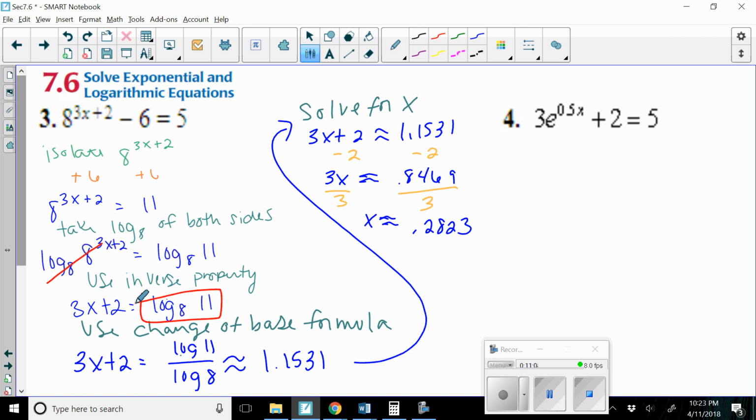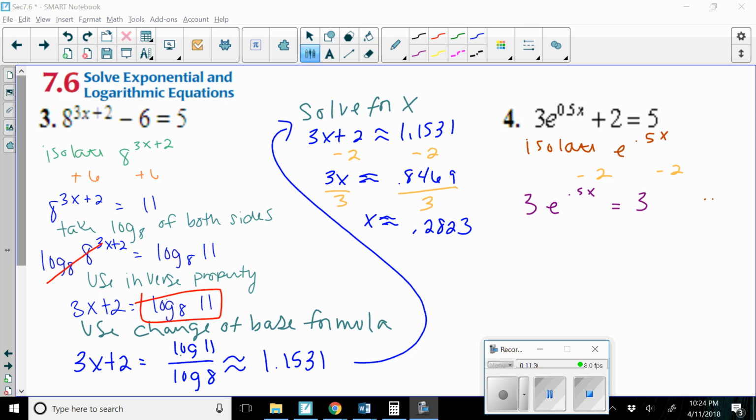Then to simplify this log base 8 of 11, we're going to use the change of base formula. So we can approximate that as about 1.1531. And then we're going to solve for x by subtracting 2 from both sides and then divide it by 3. And we get x is approximately equal to 0.2823.